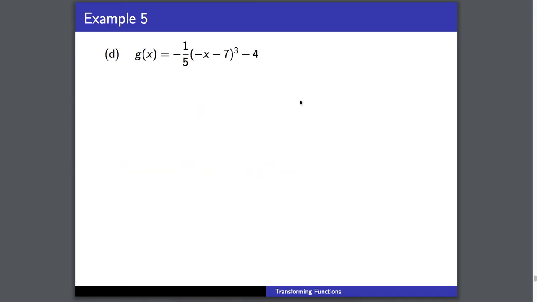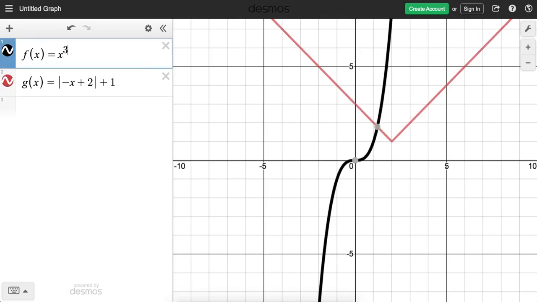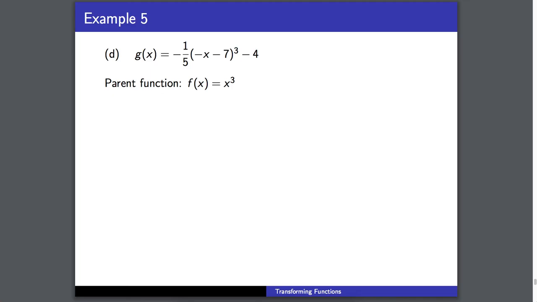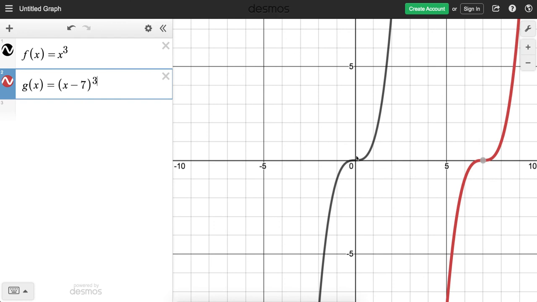All right, part D, we have negative 1/5 times (negative x minus 7) in parentheses cubed, minus 4. Wow, it's got a lot going on in this problem. First of all, our parent function is x cubed. I'm definitely going to graph this one. So here's x cubed. And let's get rid of this. Do we have any horizontal shifts? Yes, we have a -7 inside parentheses. So that's going to shift our graph to the right 7 units. So let's do x minus 7 in parentheses cubed. And it moved our graph to the right 7 units.